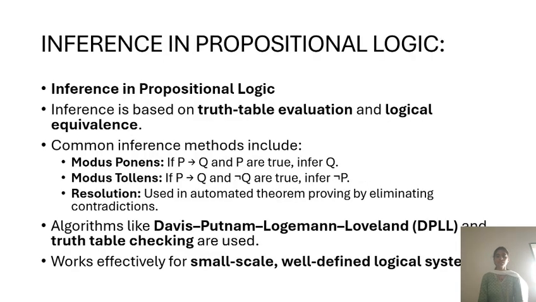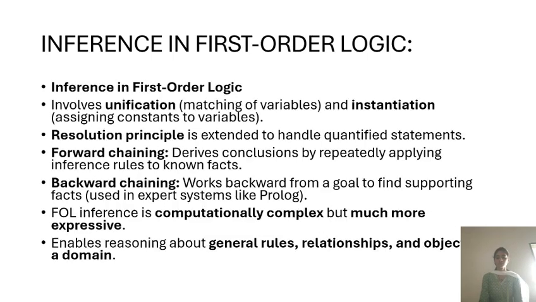Inference in propositional logic. Inference is based on truth table evaluation and logical equivalence. Common inference methods include modus ponens: if P implies Q and P are true, infer Q. Modus tollens: if P implies Q and negation Q are true, infer negation P. Resolution is used in automated theorem proving by eliminating contradiction. Algorithms like DPLL and truth table checking are used. It works effectively for small scale, well defined logic systems.